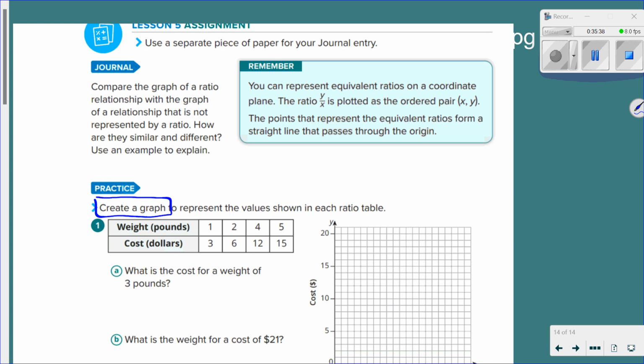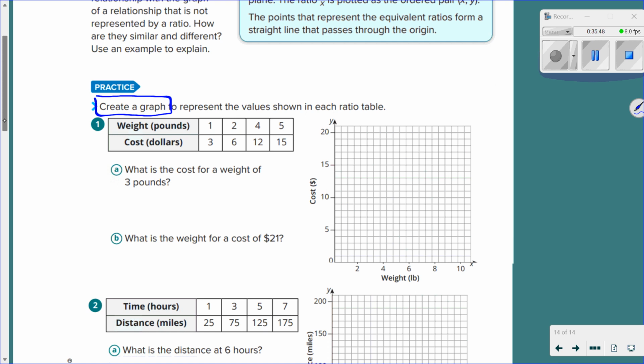Please stop talking and listen. Your task is to create a graph. So you should have a graph for all of these. Do pay attention. They've already labeled the graphs for you. So make sure you set it up. Then, what is the cost for 3 pounds? What's the weight for a cost of 21? You can use the graph. You can use the tables. It doesn't ask you to tell you how you solved it, but give us some indication of what you did to solve each one, okay?